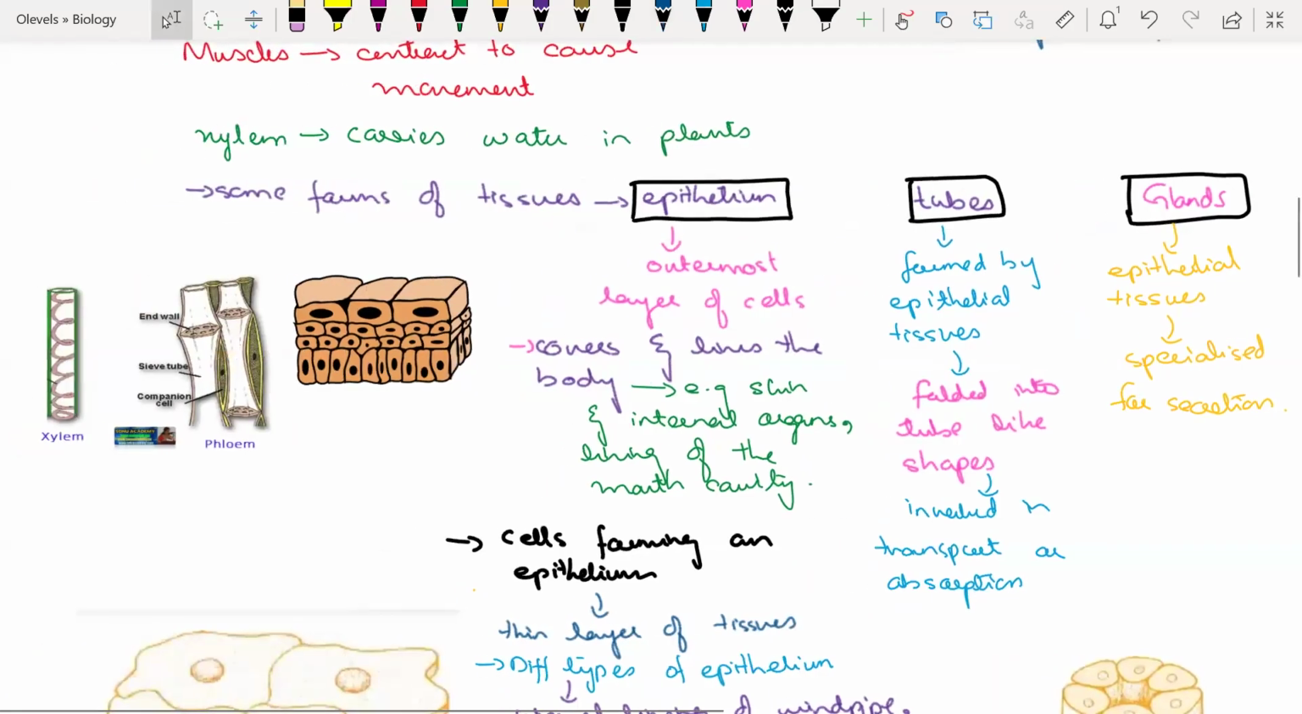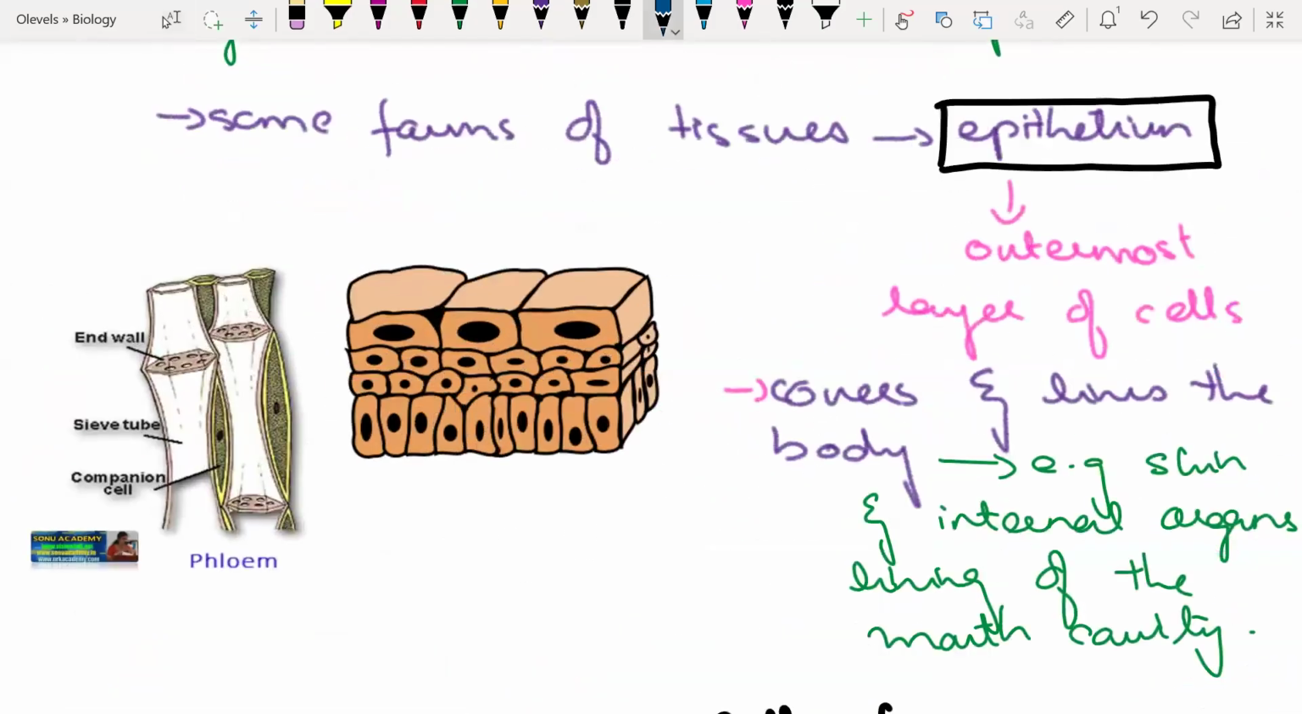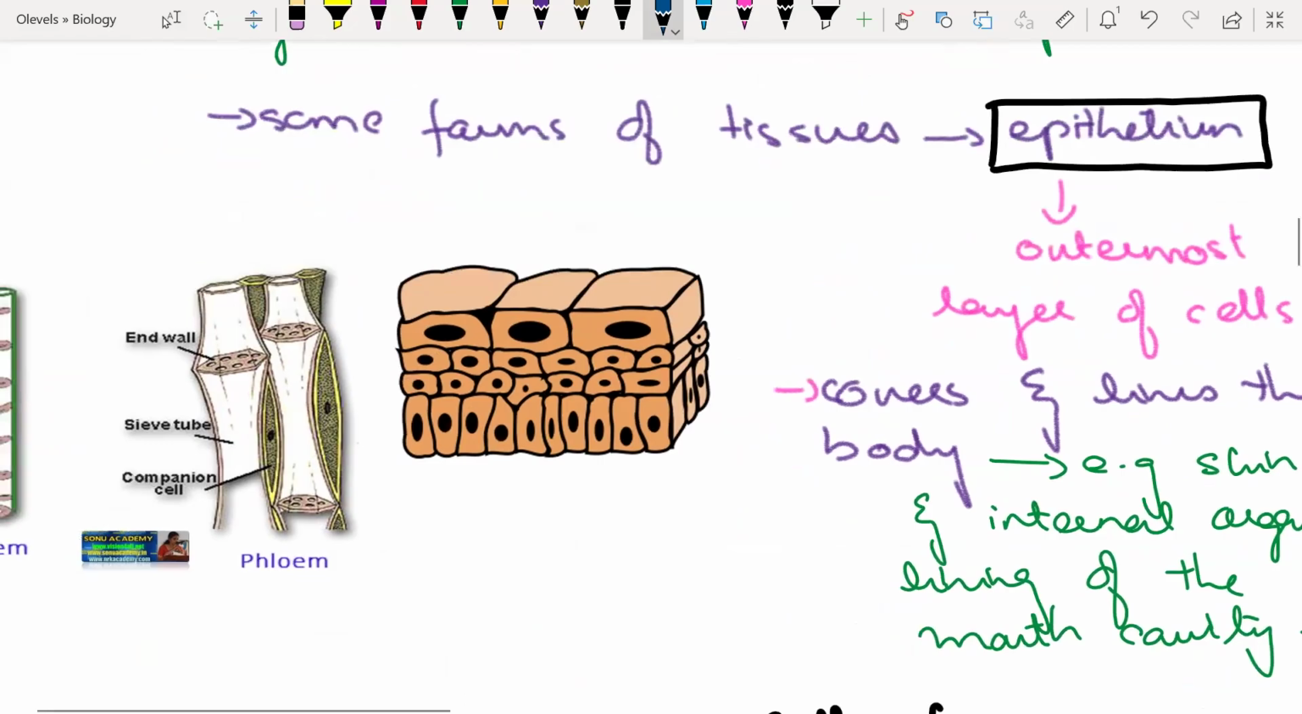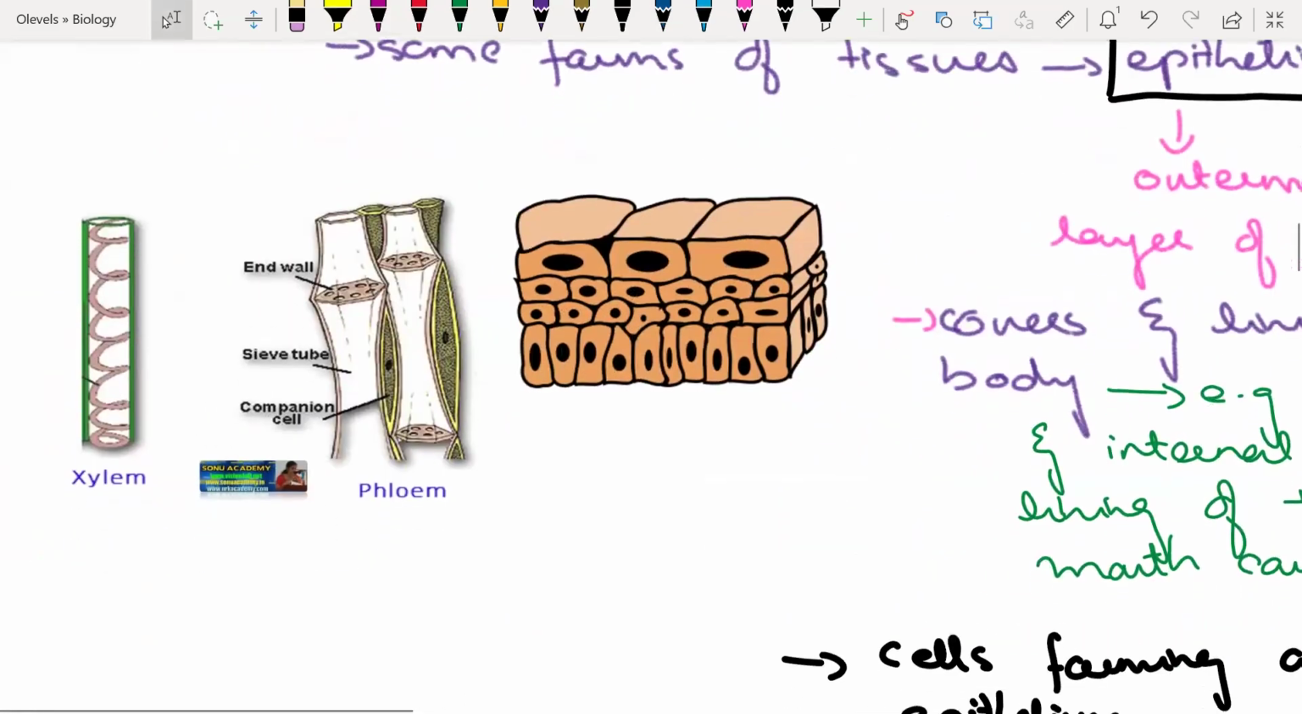Now see that here we have these cells. These are the epithelial cells, or the epithelium tissues. You can see they are arranged in the form of layers, right? And these epithelium tissues come in different shapes. Then if you see the xylem and the phloem, these are also tissues, but they are grouped in such a way that they form tube-like structures. You got it?